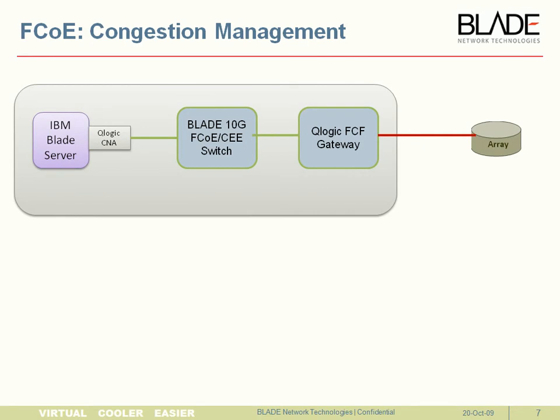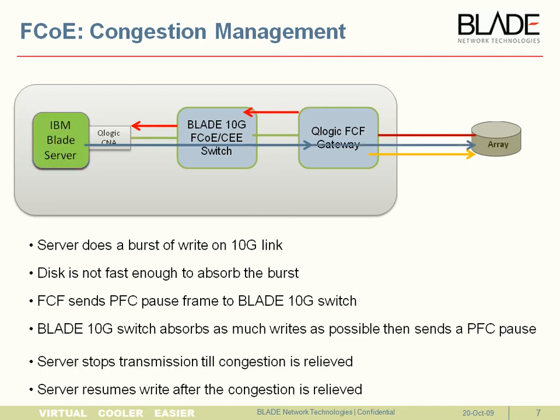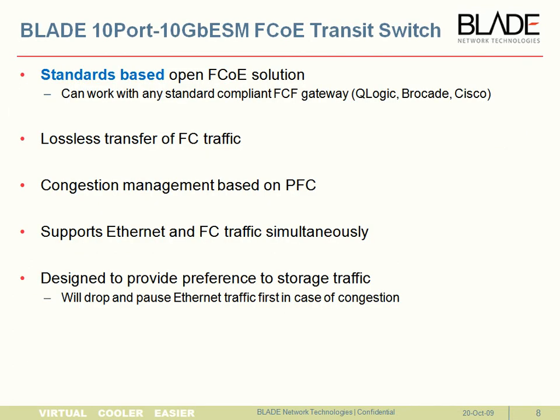I would like to end this demo with this particular summary. Let me move on to the next slide, because we have seen this already: the Blade 10 gig switch is a standards-based open FCoE solution. It can work with any FCoE standard-compliant gateway. We do lossless transfer of Fibre Channel traffic. The congestion management is based on the PFC standard. We support Ethernet and Fibre Channel traffic simultaneously. And the design is such that preference is given to storage traffic, and we will pause or drop Ethernet traffic in case of congestion first before impacting storage traffic, if at all.